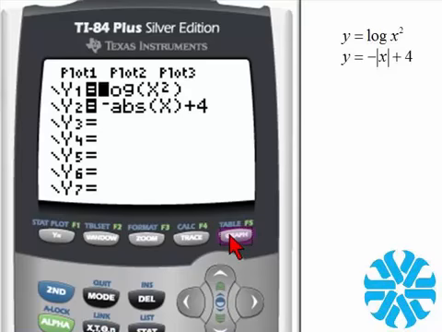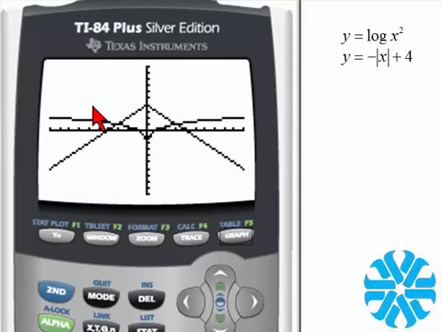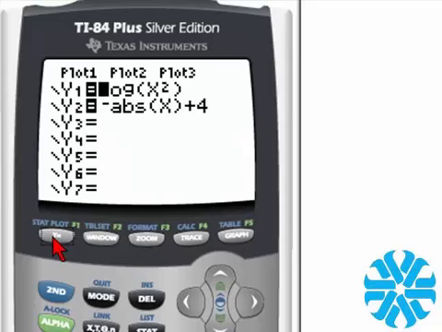Okay, it graphs it in order. So let's look at the graphs again. So here's the log of x squared, and here is the opposite of the absolute value of x plus 4. Okay? So let's go back in here. And now we're going to go ahead and go to example number 3, and we're going to graph 3 functions at one time. So let's go ahead and hit the delete key, see what happens here.